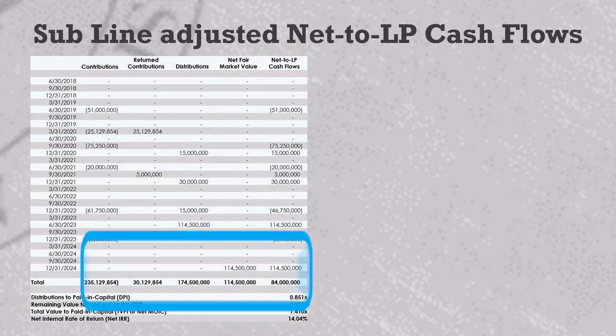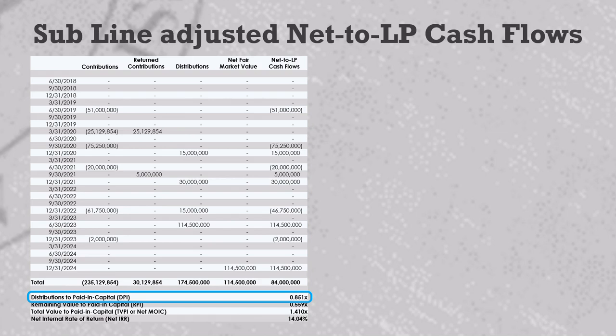The DPI comes from distributions divided by net contributions, the RPI comes from fair market value divided by net contributions, and the TVPI, or net multiple of invested capital, is the sum of distributions and FMV divided by the net contributions.